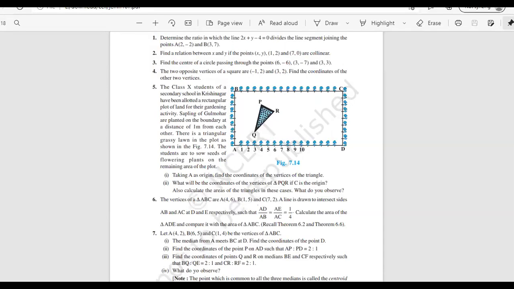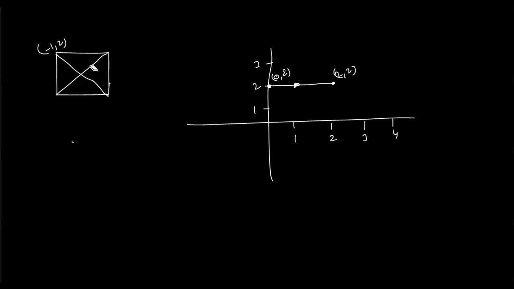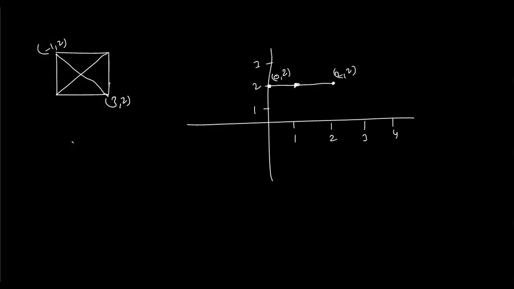So if I'm considering here that these are the coordinates of the square: minus 1 comma 2, and 3 comma 2, and the other one would be 3 comma 2. So I think this is 3 comma 2. So these coordinates are being given to you.